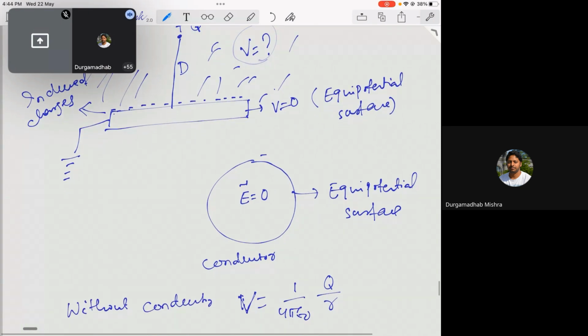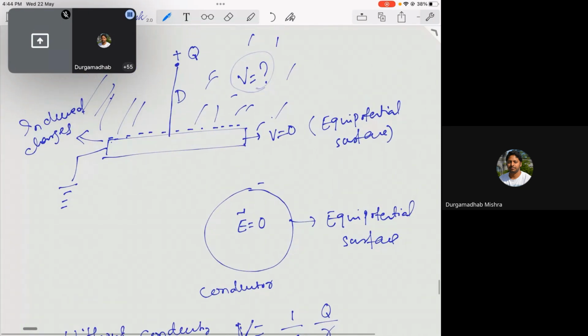So again, you can think, okay, I can solve Poisson's equation or maybe Laplace's equation, and try to solve the differential equation. But that is very tedious.